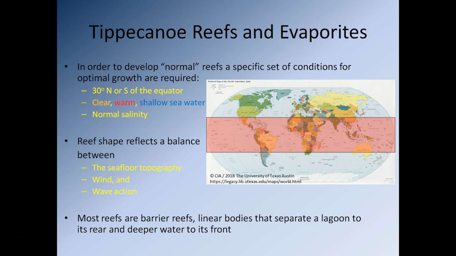So the shape of the reef that forms will obviously be a reflection of the seafloor topography, and it'll also be affected by wind direction, and wind direction obviously leads to waves. So the reef will also be shaped by wave action. Most reefs that tend to form are what we refer to as barrier reefs. They are linear bodies, and these barrier reefs will separate a carbonate lagoon behind the reef from the deeper ocean in front of the reef. So the reef is all important in protecting the carbonate shelf behind it, and that's why reef formation is key to the large-scale formation of carbonates.